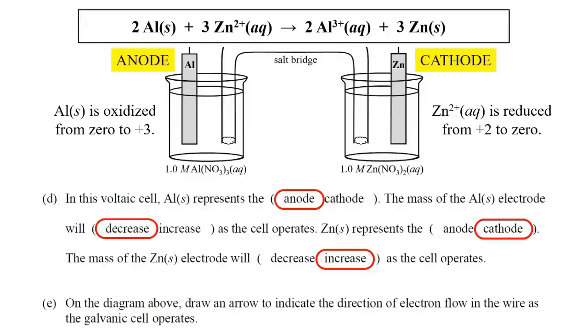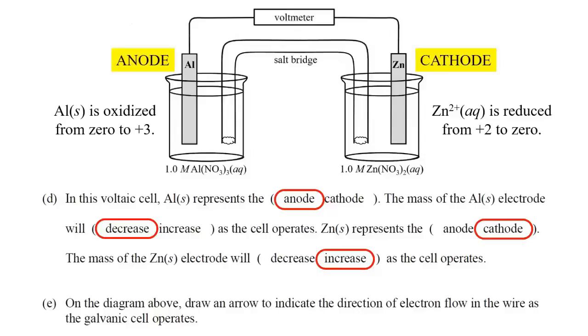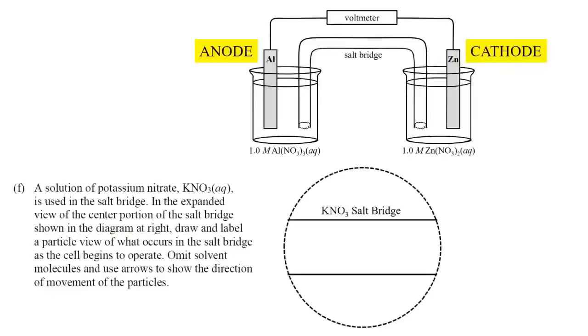So in a galvanic cell, as well as an electrolytic cell, electrons are always going to flow from the site of oxidation, where electrons are lost at the anode, to the site of reduction, where electrons are gained at the cathode. So electrons are flowing in the wire from the anode to the cathode. Now let's take a look at part F of this question.